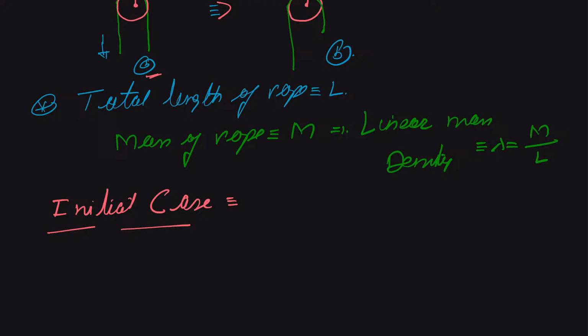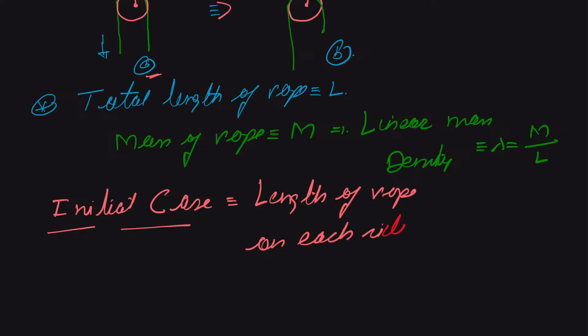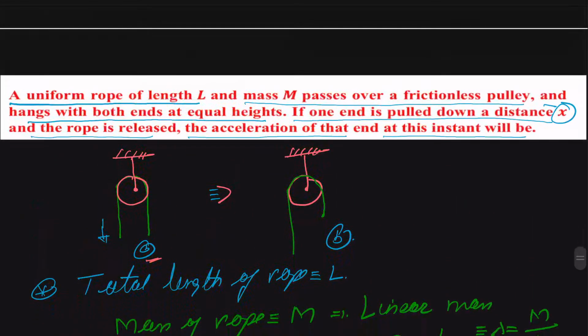You can say that the length of rope on each side will be L by 2. Here in the question it should have ideally mentioned that we can just ignore the length of the rope that is along this. So each side is going to have a length of rope that is L by 2. This is also L by 2 and this is also L by 2.